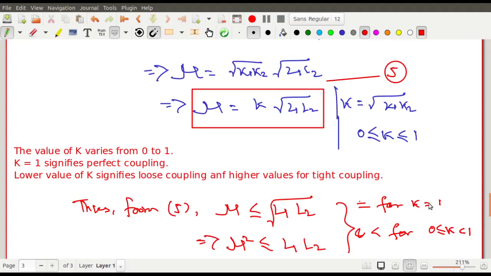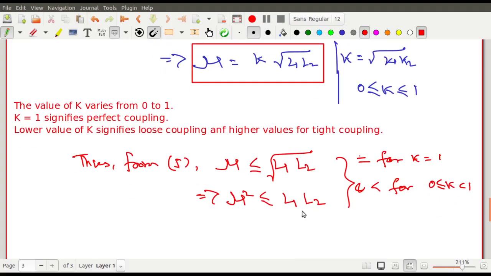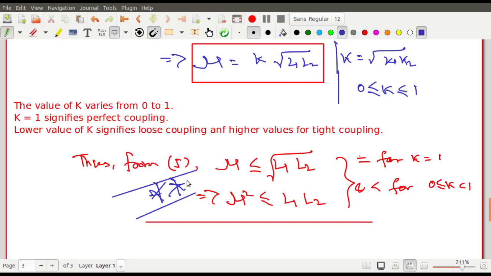So if the value of K is 1, then you understand that M square is equal to L1 L2, and for other non-perfect coupling, if the coupling is not perfect, then it will be M square less than L1 L2, and this is a very important result in electromagnetism that helps us to understand the coupling between two particular electrical systems.